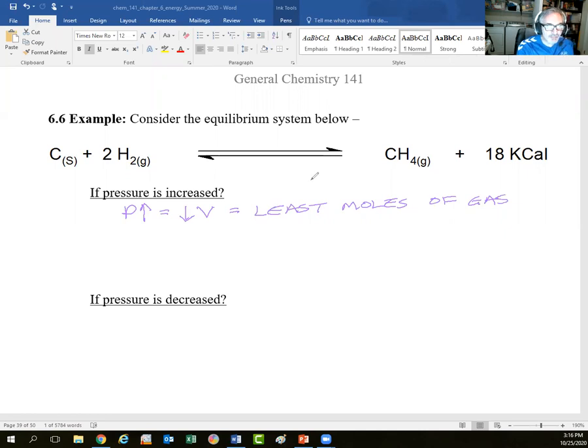Let's take a look. The forward reaction starts with 2 moles of hydrogen. Remember, carbon is a solid, unaffected by pressure changes. Forward reaction uses up 2 moles of hydrogen and produces 1 mole of methane. 2 moles of gas becomes 1 mole. The forward reaction is decreasing the gas volume. So that increase in pressure would favor the forward reaction.